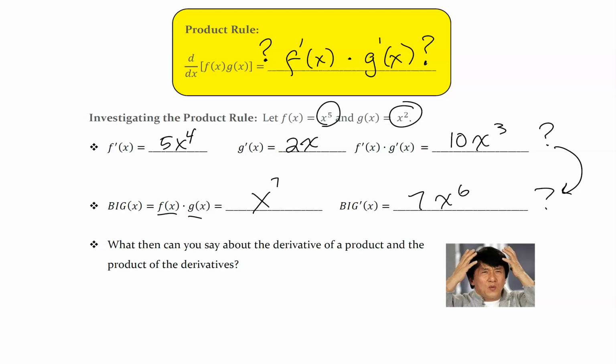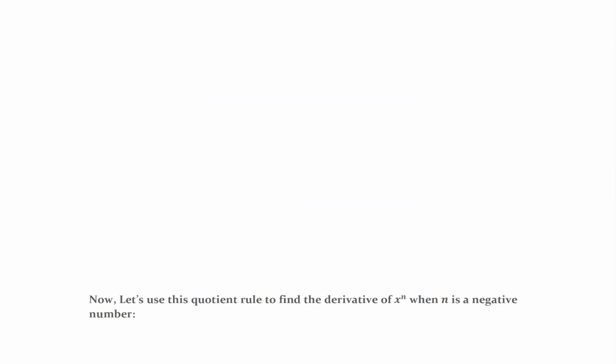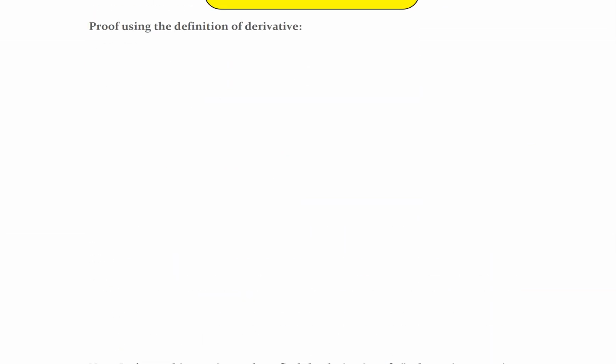So what can you say about the derivative of a product and the product of the derivatives? Not the same. Not the same. Okay? So remember that. The product rule is going to work differently. Now, if the product rule doesn't work, of course, the quotient rule is going to be weird. Okay? So in separate videos, I will prove these product and quotient rules for you.